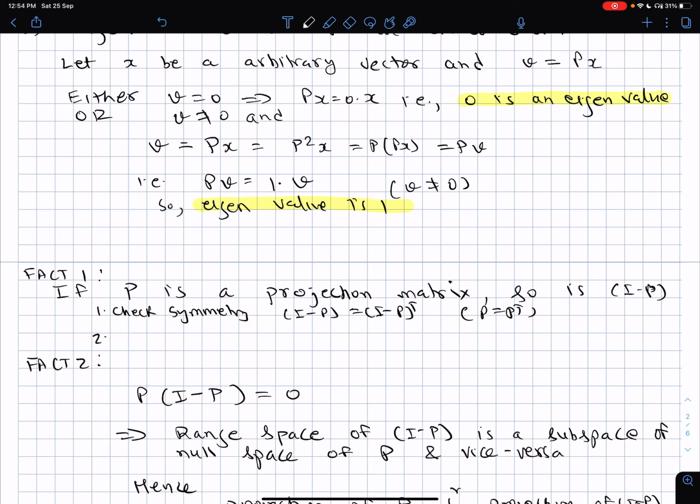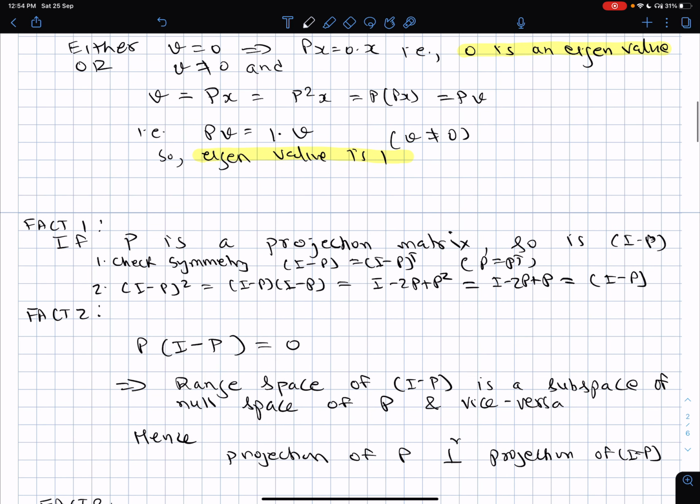The second thing is you square it. So this is I minus P times I minus P, which is I minus 2P plus P squared, but P squared is P, so therefore it becomes I minus P. So symmetric and both the properties are satisfied: symmetric and the square of it is the same matrix. Therefore I minus P is also a projection matrix.